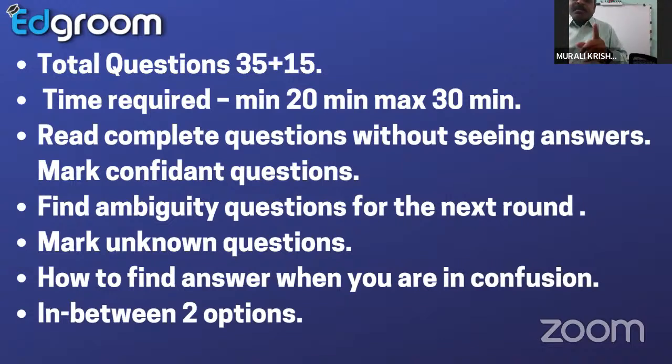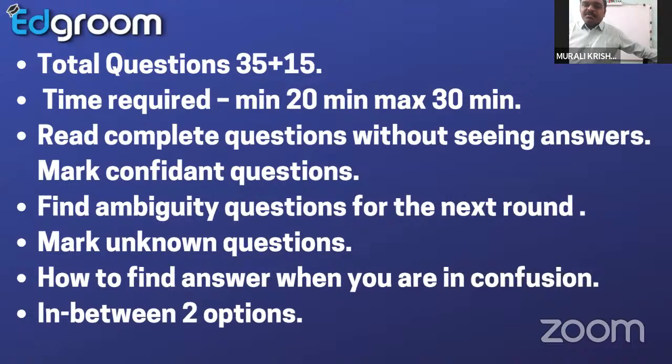Next one is mark completely confident questions. Whenever you have good confidence in the questions, out of 50 you may have in zoology at least 20 to 22 questions that are completely confident. Then you can write those confident questions first. Then next one is find ambiguity questions for the next round.